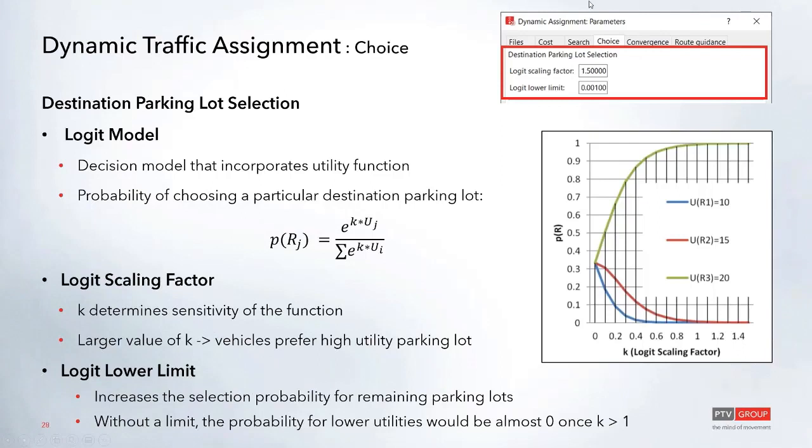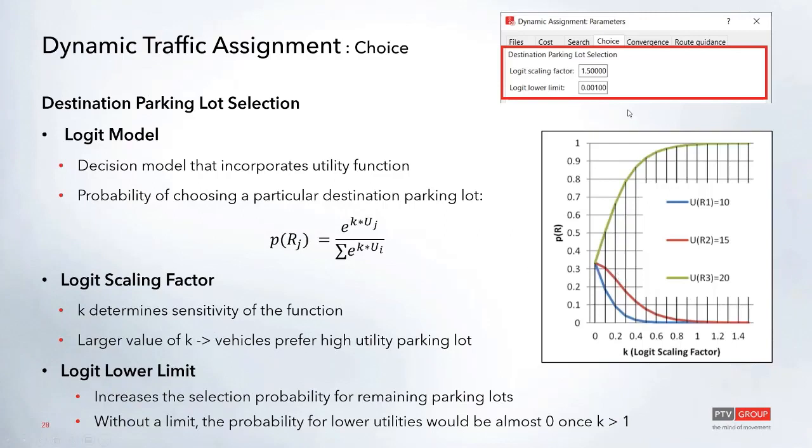If we go back to our parameter window here, this first part up at the top will allow you to enter two different options. The first is going to be the scaling factor, and this is going to be that K value in our probability equation. This really just determines the sensitivity of the function. Essentially, higher values of K mean that vehicles will prefer parking lots that have a high utility.